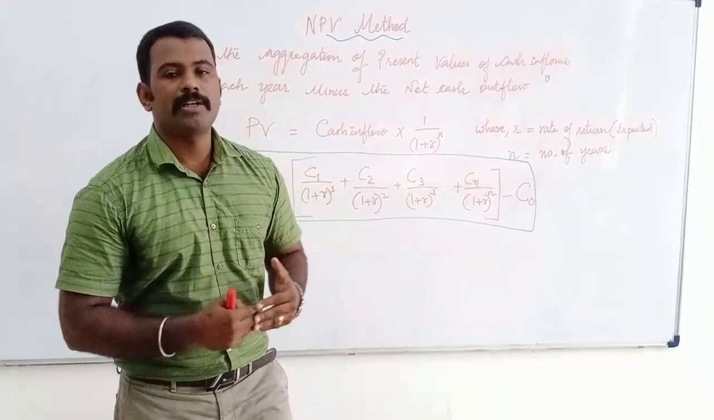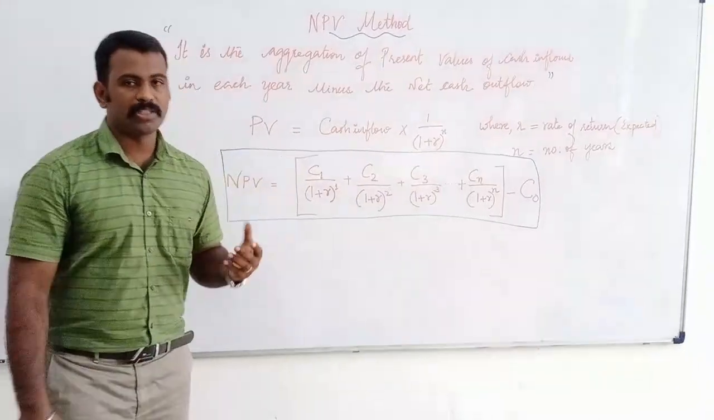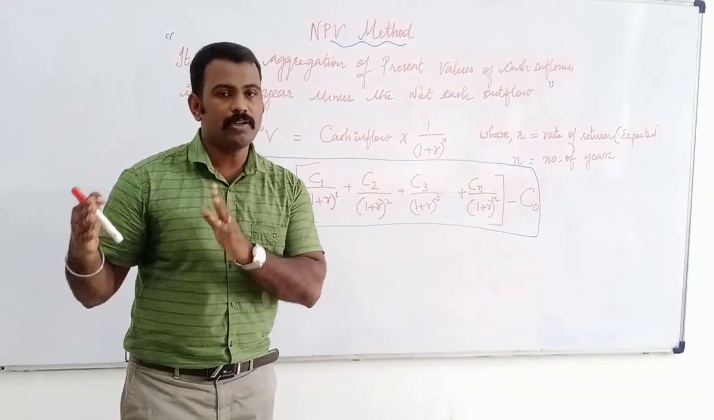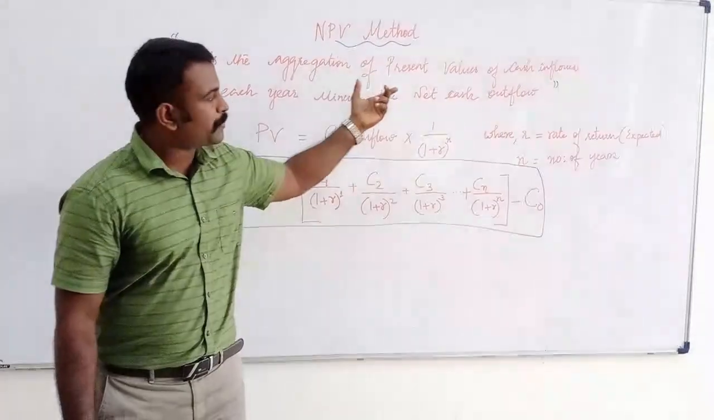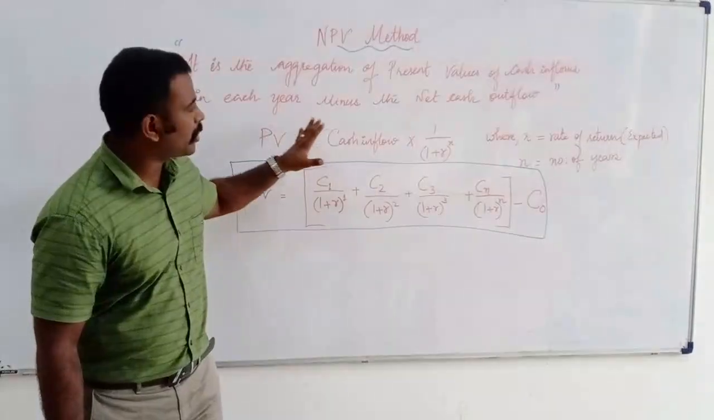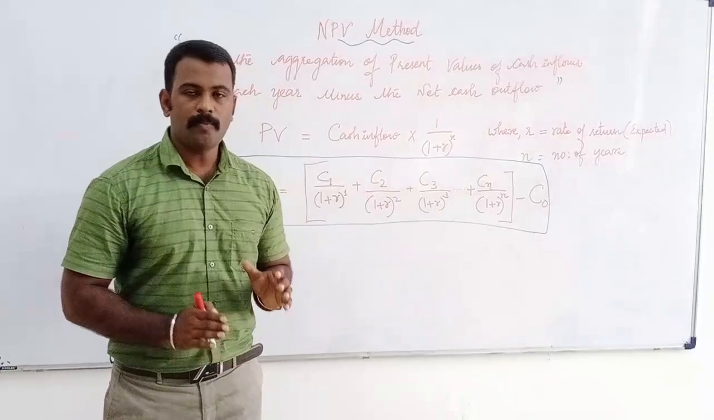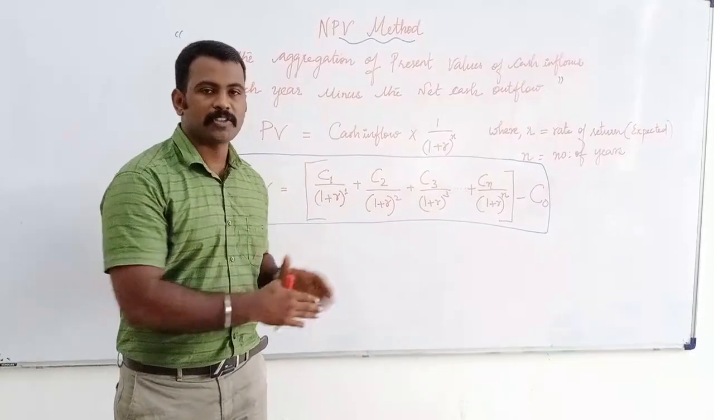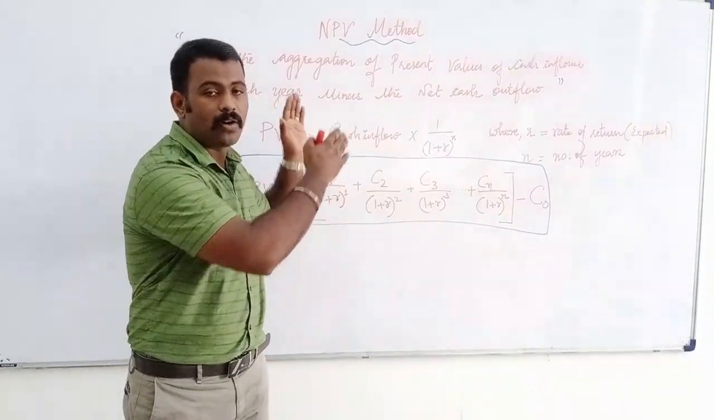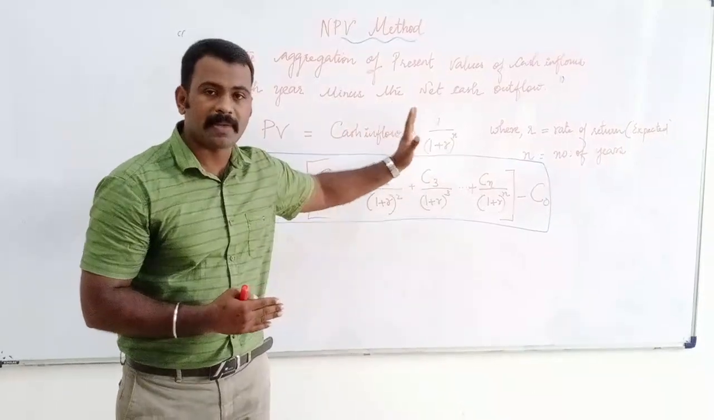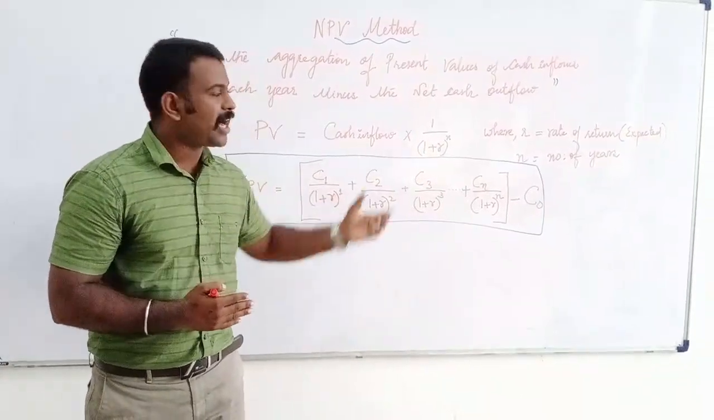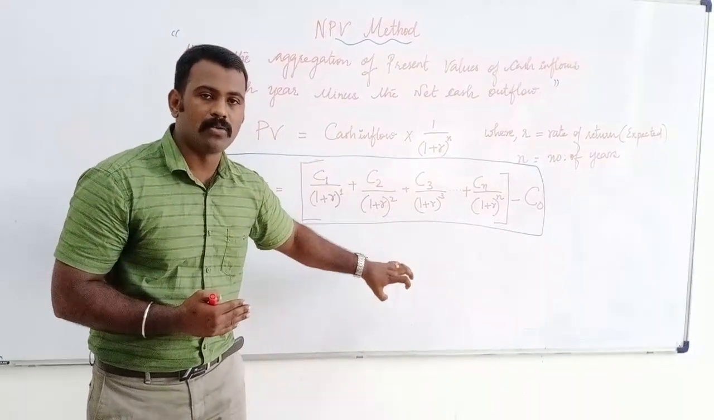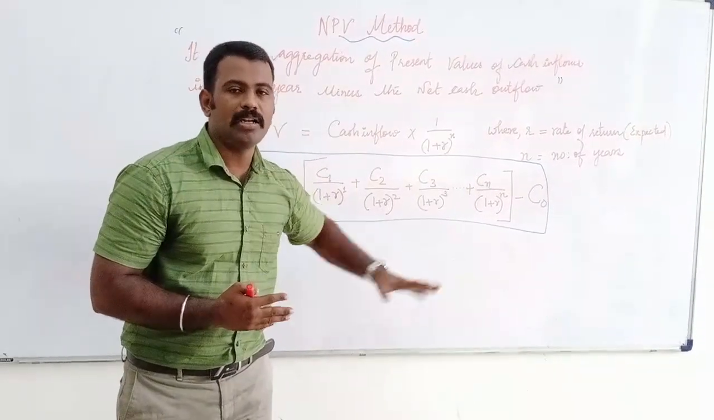Then we move to net present value. What is the net present value method? To find out the net present value of cash inflows for a future project, it is the aggregation of present values of cash inflows in each year minus the net cash outflow. Whatever we are going to get by investing in a future project, first of all we write down all the cash inflows, find the present values of cash inflows in each year, and summarize them. From that amount, we deduct our initial investment.